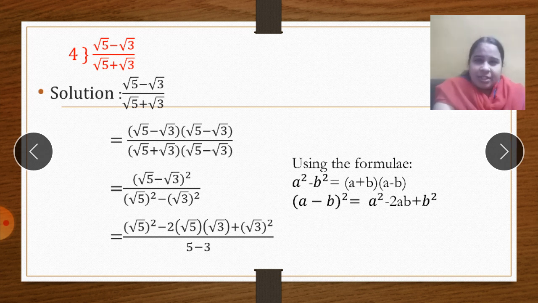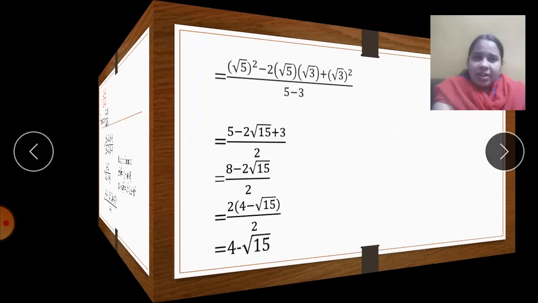What is done here? It is A minus B the whole square, so A square minus 2AB plus B square. Look at the denominator. I have expressed it in the form A square minus B square. So root 5 the whole square is 5, root 3 the whole square is 3. Okay, I hope you have understood all these steps. Let us move to the next step.